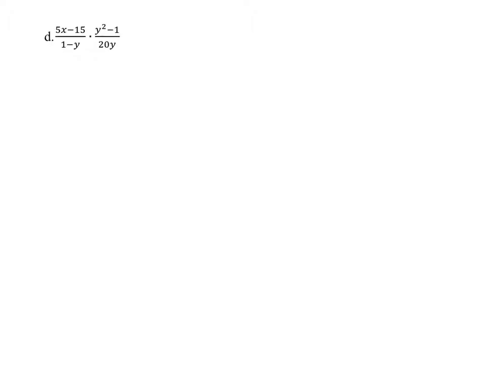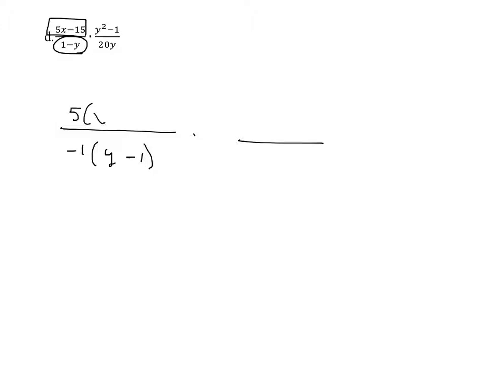Let's take a look at the next one. Now, for me, a red flag comes up when I see something like this. I would love it if I could factor out a negative 1 here. If I do that, that will become y minus 1. Everybody with me? Numerator here, I pull out a 5. I get x minus 3. Perfect. Now what about this? Well, this one's the difference of two squares. It's going to factor like that. And 20y. Good?